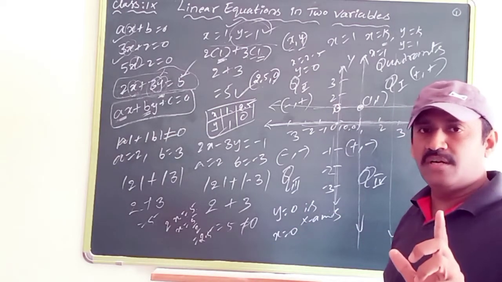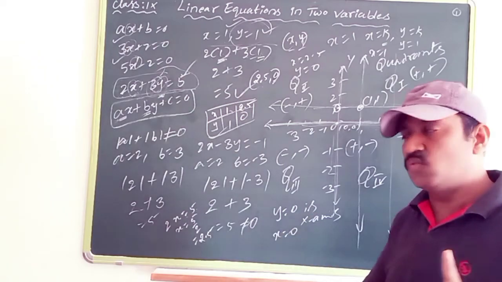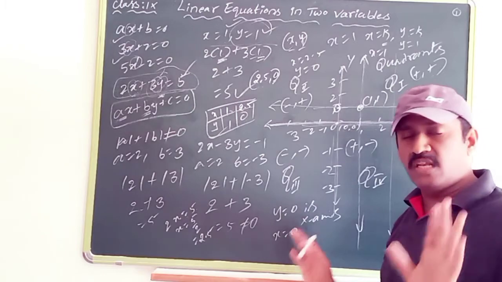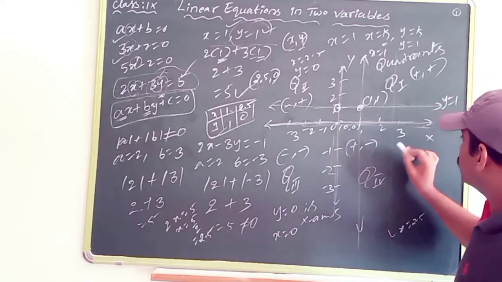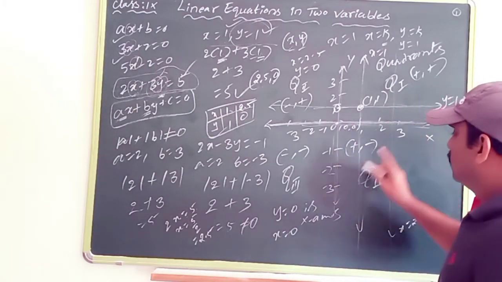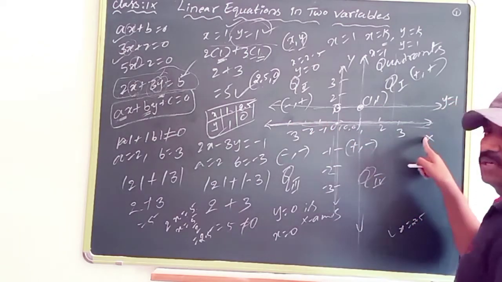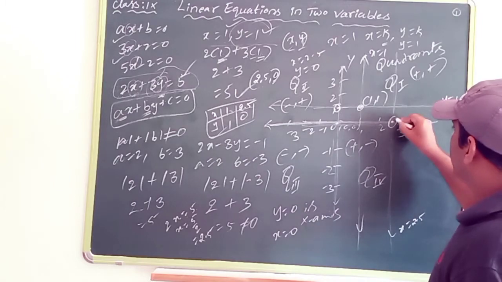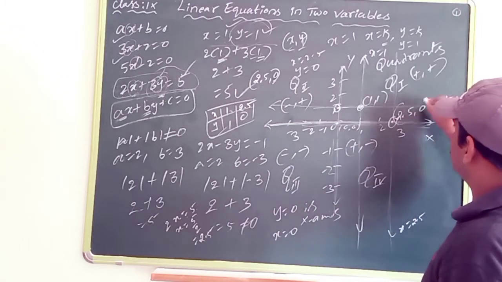x is equal to k is a line parallel to the y-axis, y is equal to k is a line parallel to the x-axis. Got it? Very important point, this one. So now what I am trying to say, y is equal to 0 means it is the x-axis only. So this one and this one intersected at this point, this is 2.5 comma 0.